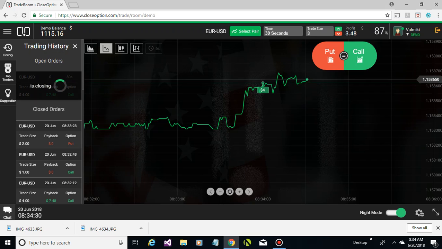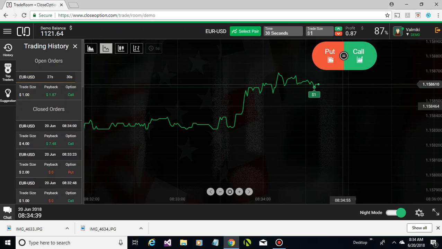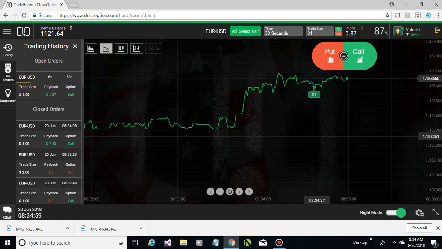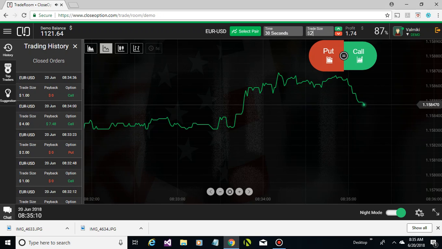Okay, difficult to determine whether it's going to win or lose because it's very close to the execution line, and it is a win. So we go down to our base bet, or base trade size, which is 1. And looks like a loss to me. So we're going to go down and go to the $2 put.